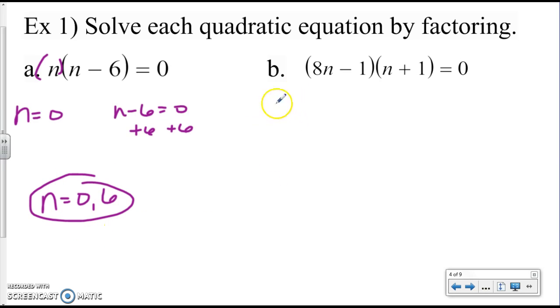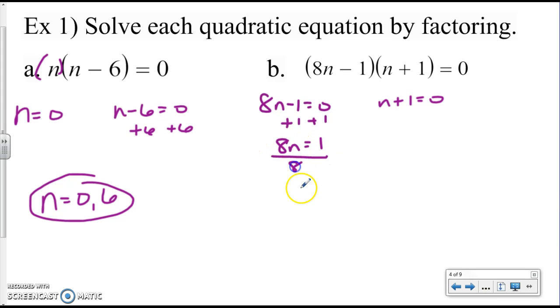Okay, let's do it again for the second one. I'm going to take both parts, set them equal to 0, and then solve. Now, for this one, 2 really common mistakes that I see. Students get here and they forget to divide. And then I get a lot of decimals, and I prefer fractions. Fractions are a little bit easier to deal with. So 1 divided by 8, since I can't reduce it, is just 1/8. Second one, subtract 1 from both sides, and we get -1 there. Okay, so our answers are 1/8 and -1.